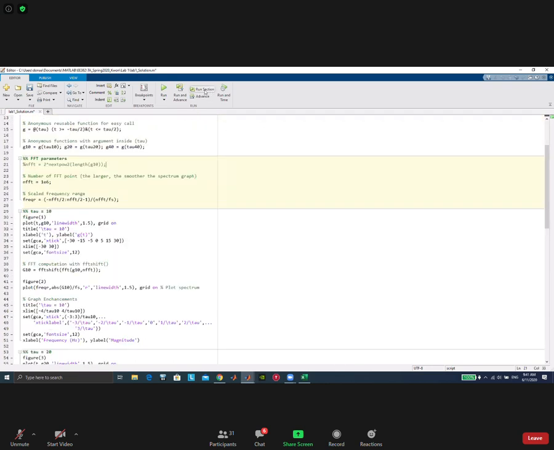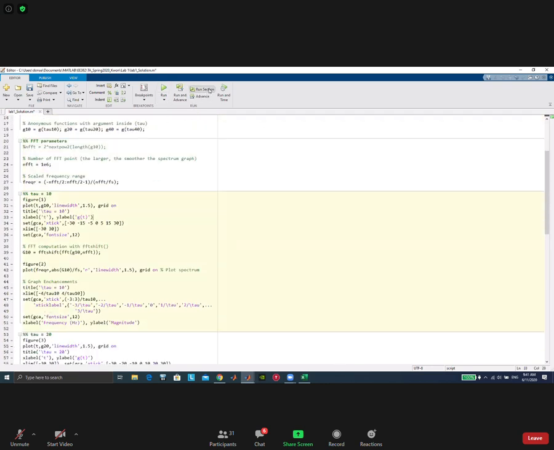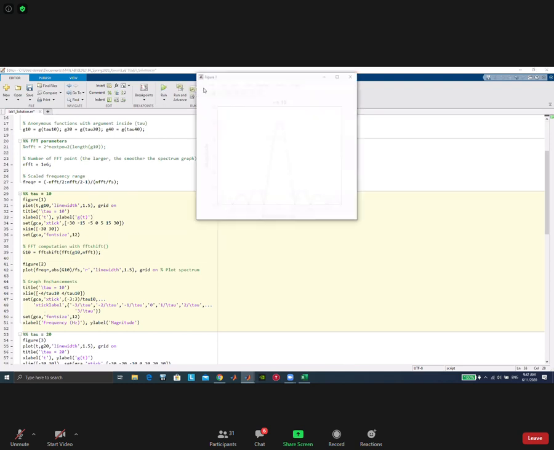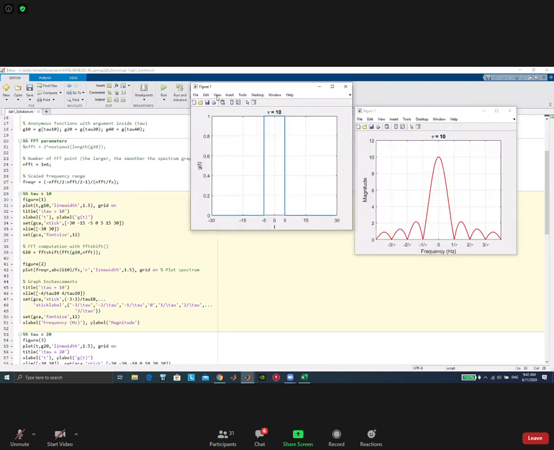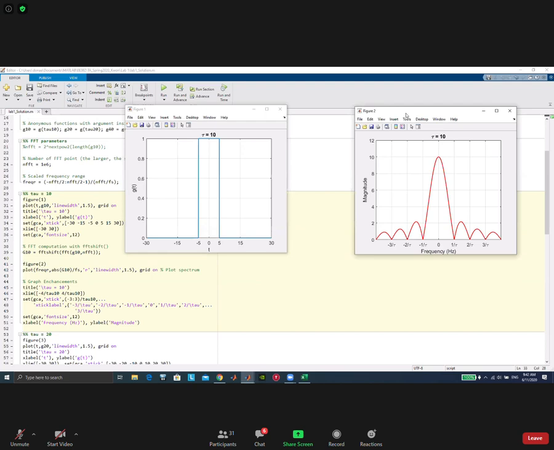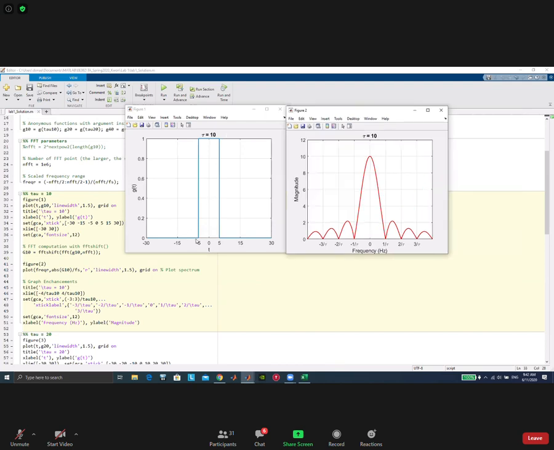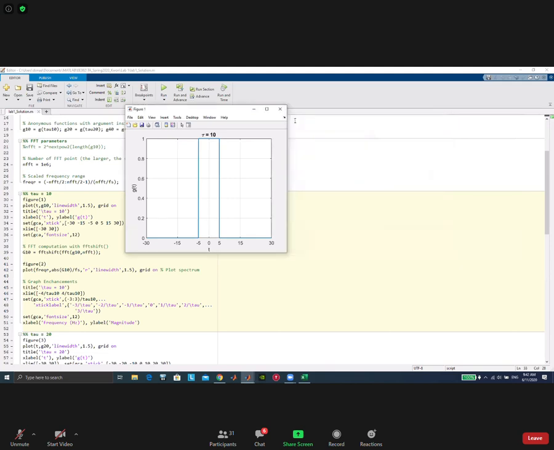So this is my FFT parameter, and this is my tau is equal to 10. All right, so tau is equal to 10, this width, and then this is the Fourier transform. I listed the 1 over tau, 2 over tau, 3 over tau, negative, and so on.